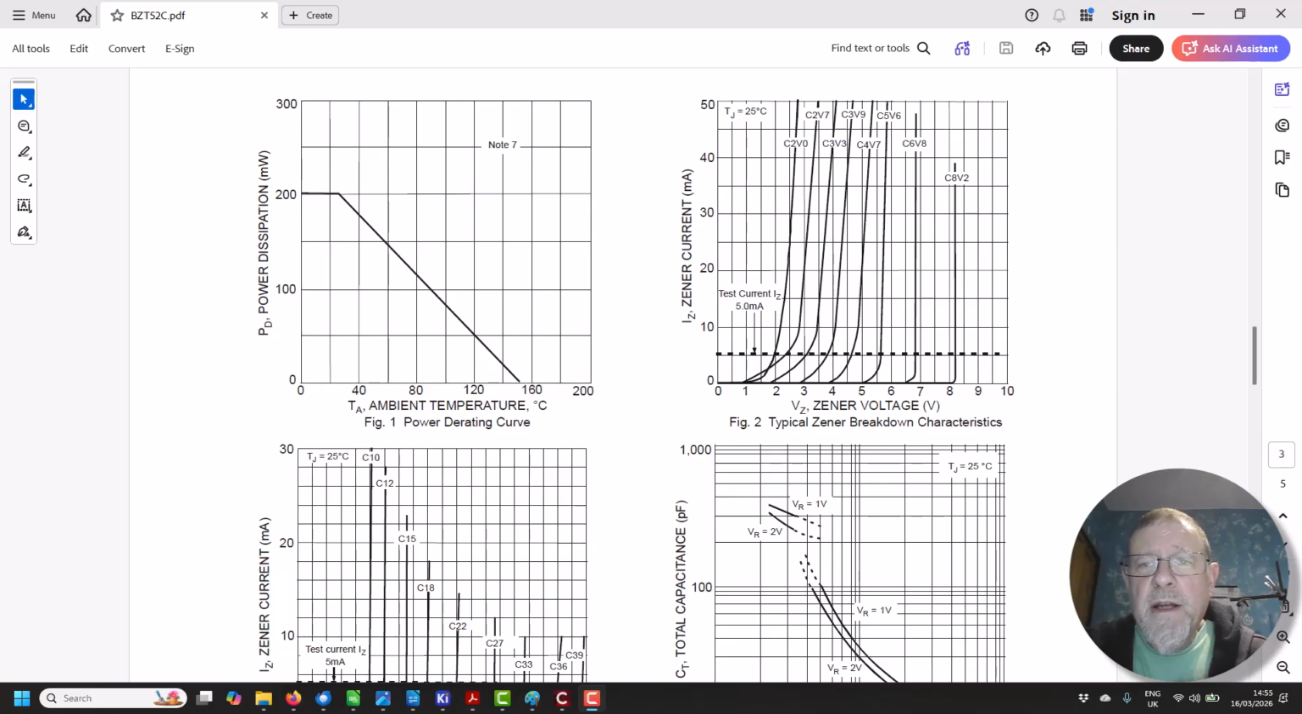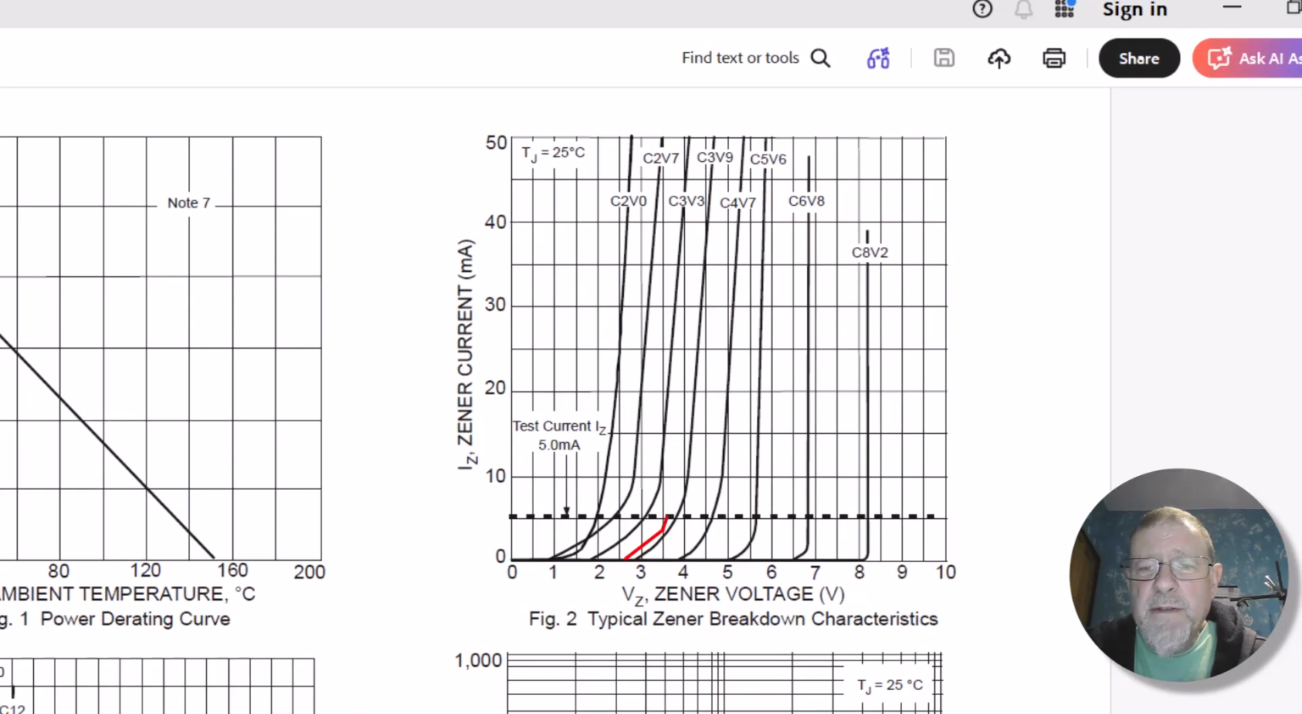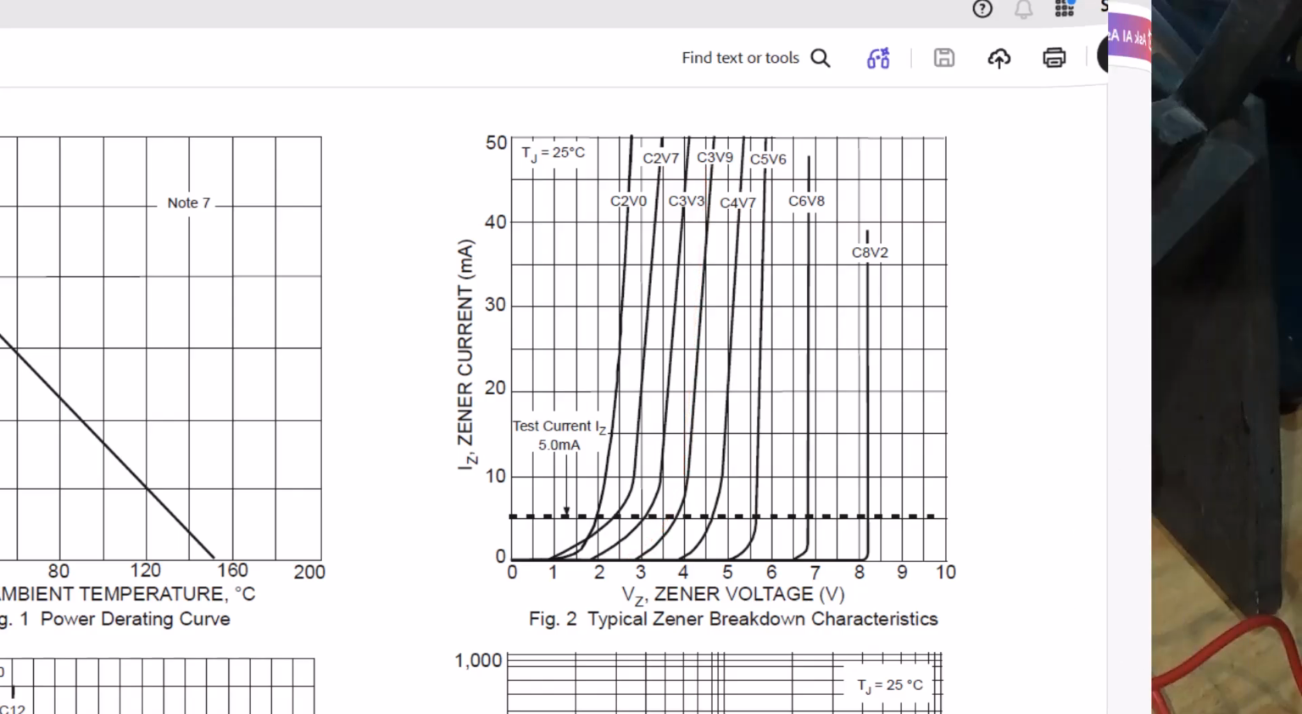Okay, and here are the curves for Zener current versus voltage, and this one's our Zener. You can see, yeah, below 10 milliamps they are not very good at all. So do we have an alternative to using a Zener in this application?